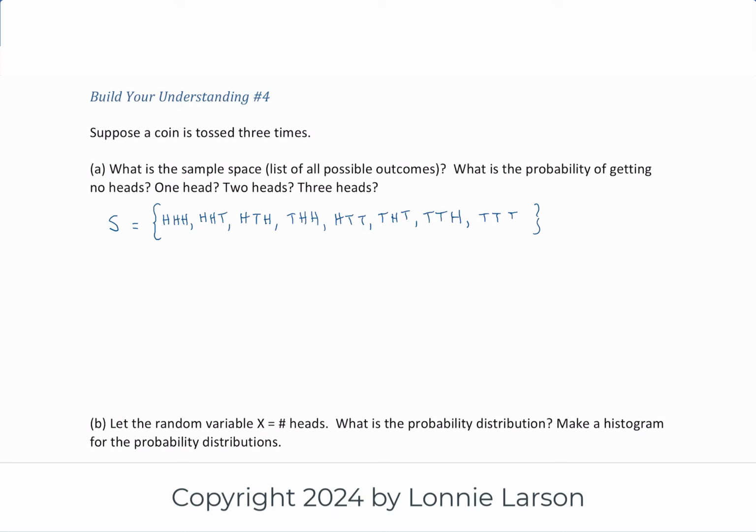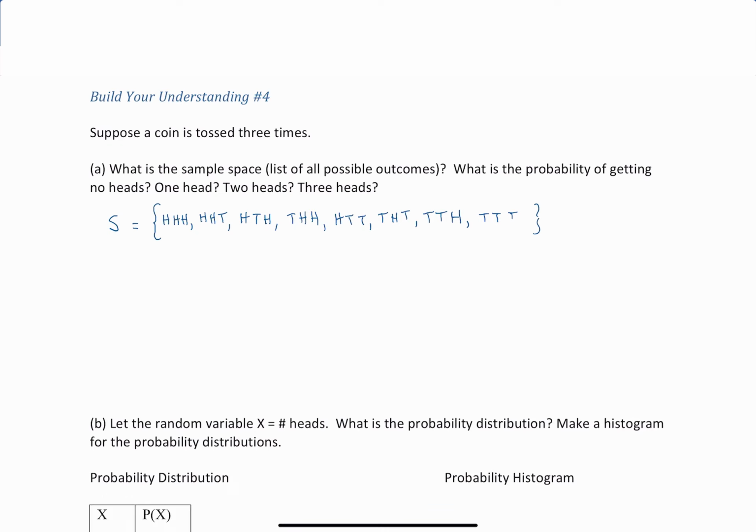I wonder how this problem went for you. Let's go through it. The events we're interested in are first, probability of no heads. So that's the event containing only tails, tails, tails.